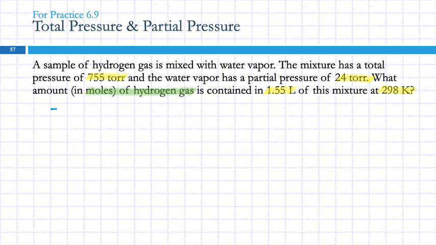So we have a couple of pressures here, 755 torr. That is a pressure. Is that the total pressure or a partial pressure? That's the total pressure, so I'm going to put a T there. And then we have another pressure that's 24 torr, and it says that's the partial pressure of water. So that's the pressure of just the water. And then we have a volume of 1.55 liters and a temperature of 298 Kelvin.